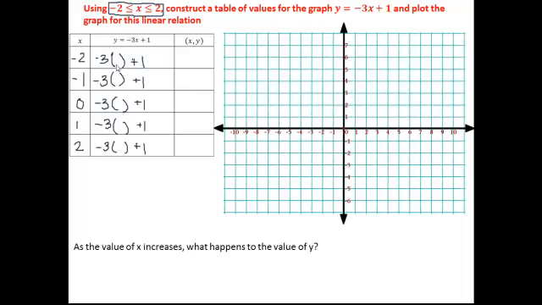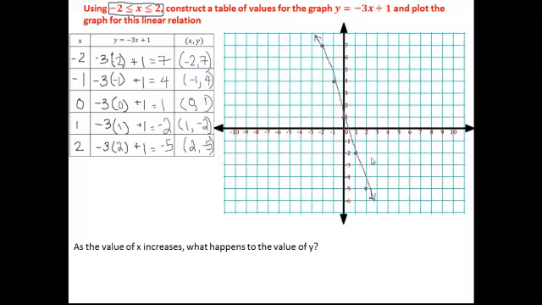Okay, so now I'll go ahead and substitute in my values for x. So now be careful, this time I'm doing -3 times -2, which gives me +6, plus 1 gives me a value of 7. So my first point there is -2, 7. Now I'll go ahead and do the rest. Okay, so once you've got all 5 of your points, you can go ahead and plot those on your Cartesian plane.